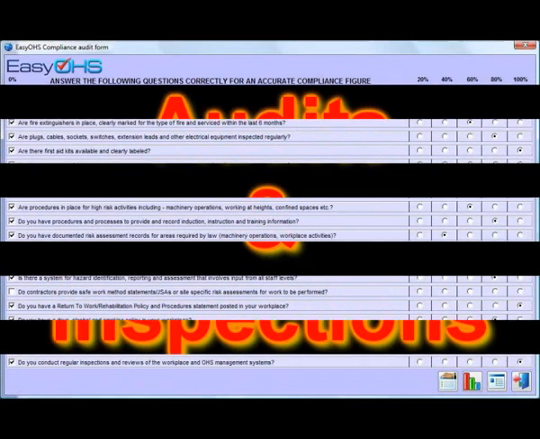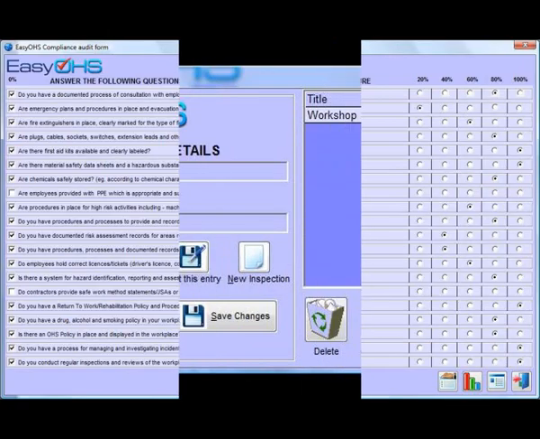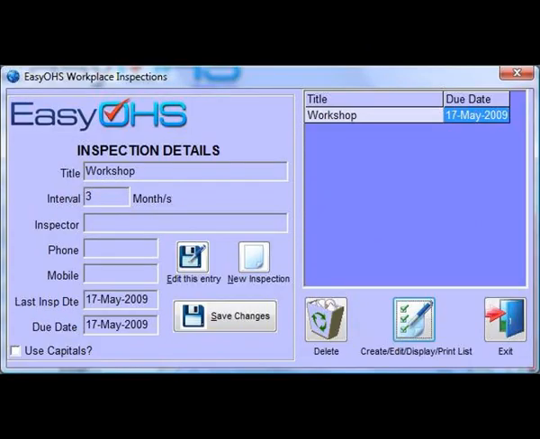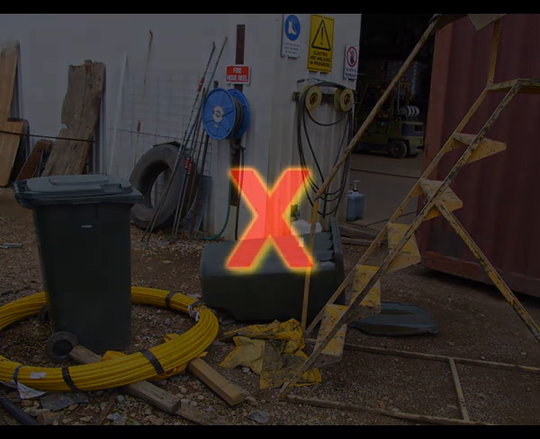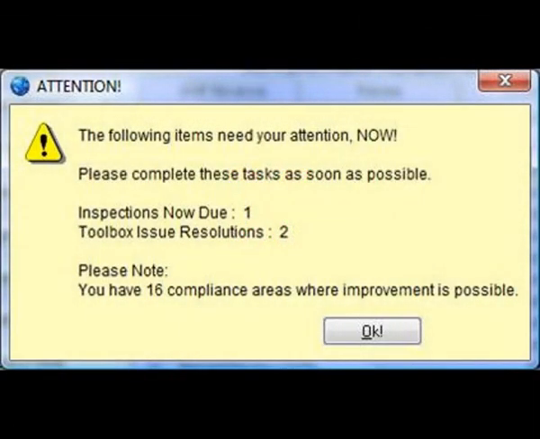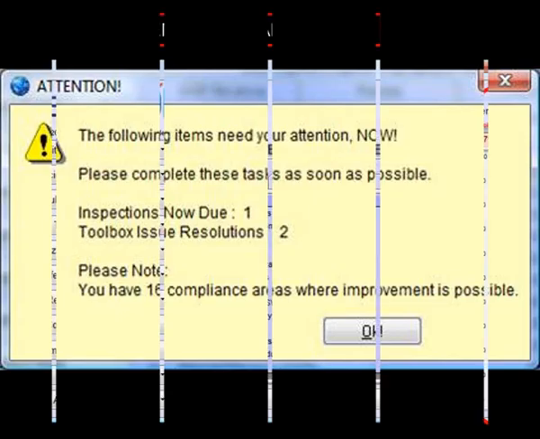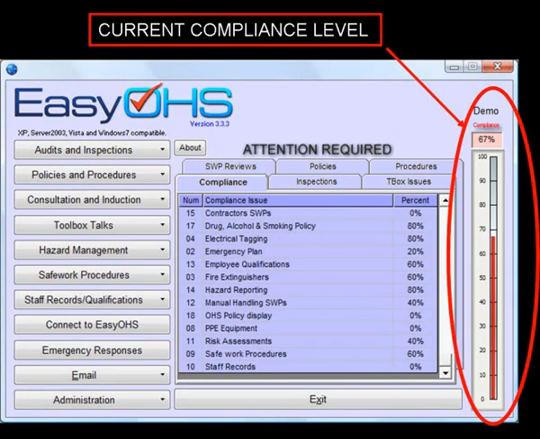Through the EasyOHS system, we can carry out regular safety compliance audits and planned inspection of work areas. Employees may be asked to participate or carry out these inspections on a regular basis. It is vital that audits and inspections are taken seriously and any non-compliance or danger areas reported and rectified. The EasyOHS system will provide reminders when inspections are due and also provides a real-time compliance level based on our audit results. Inspection forms can be developed for any area and printed from the EasyOHS system.